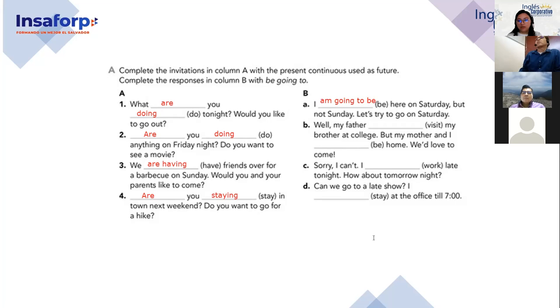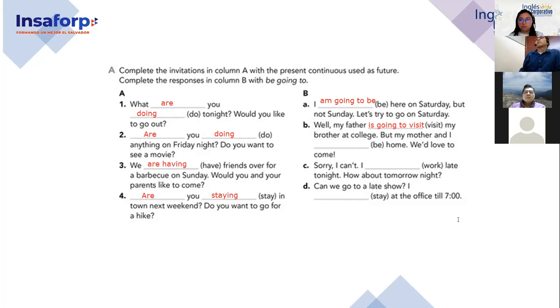Will my father, is el sujeto. Is el verbo. Is going to visit. Going to. Y el verbo que me está dando en paréntesis es visit. My father is going to visit my brother at college, but my mother and I.